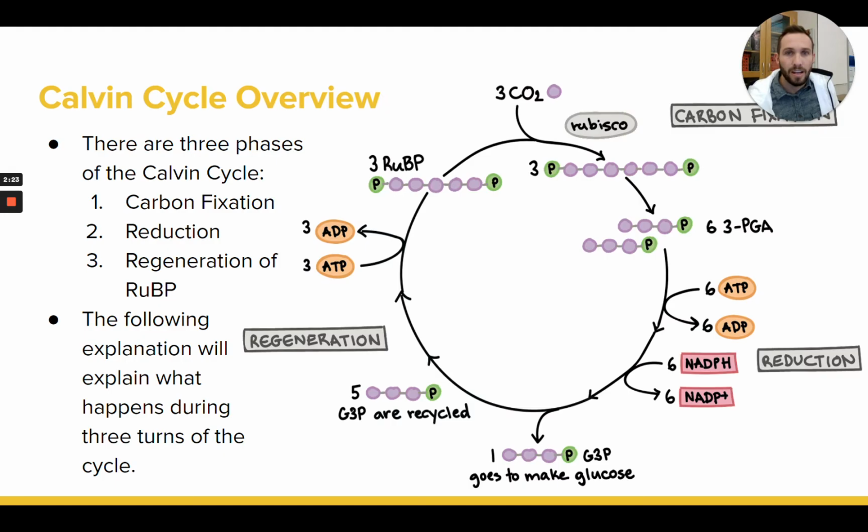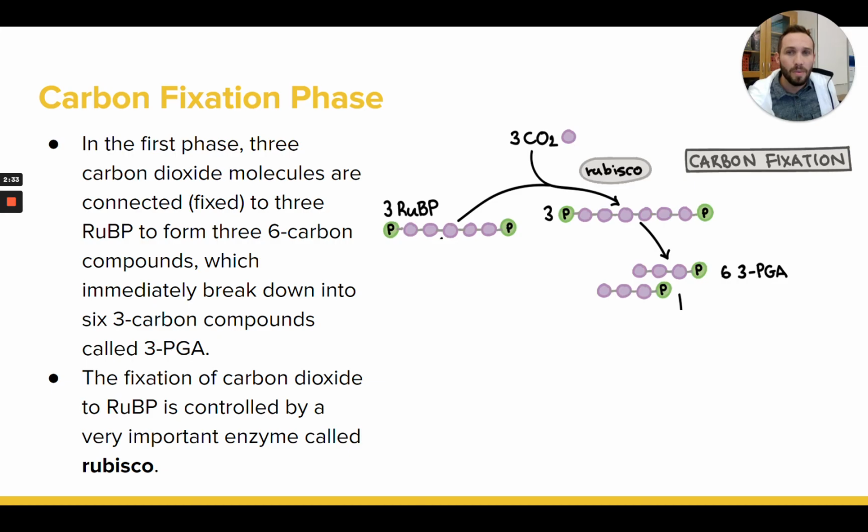So we're going to go ahead and go through what happens here in the Calvin cycle. It can be broken down into 3 phases, and you just need to know the gist of what's going on in each of these phases. We'll start with the carbon fixation phase. This is the first phase of the Calvin cycle. What happens here is that RuBP, this 5-carbon molecule, is going to be joined with a carbon dioxide molecule to form this 6-carbon molecule.